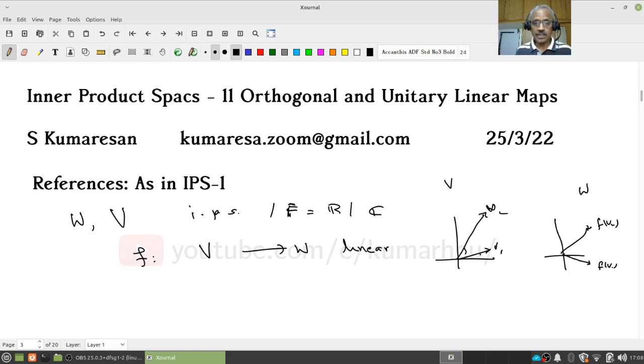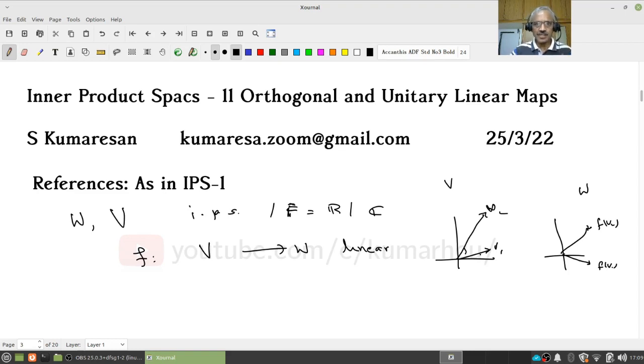And not only that, in the case of a real inner product space, I can ask what happens to the inner product, or orthogonality in the case of general complex numbers. If V1 and V2 are orthogonal, does it happen that f of V1 and f of V2 are orthogonal? All these questions can be very simply answered if I know something. Can you guess what it is?